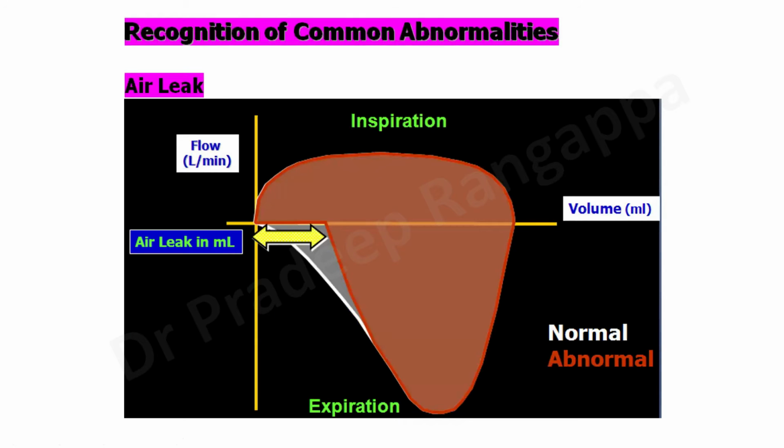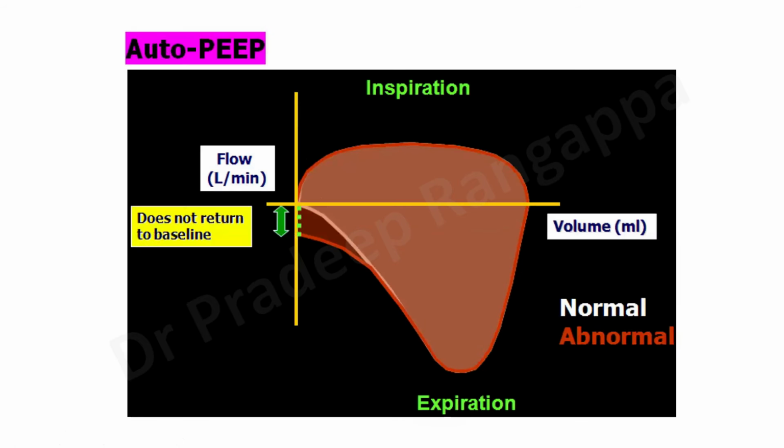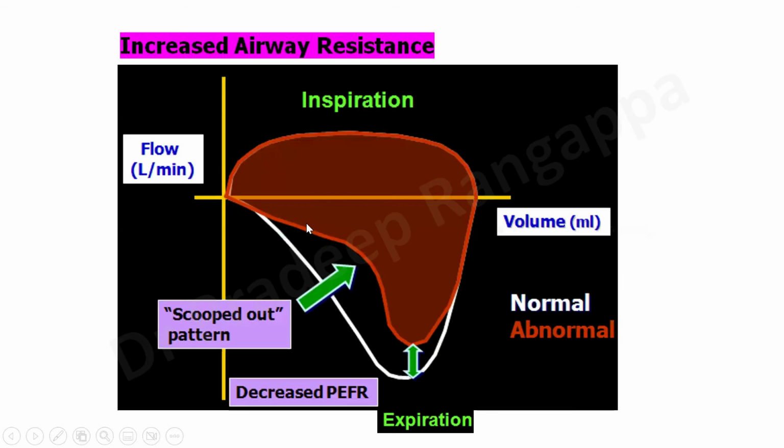So, what are the abnormalities that we can see? If your expiratory limb is touching the baseline preemptively, it suggests there is an air leak. So this is an important pathology that you can recognize in the flow volume loop. And auto PEEP also can be determined by the flow volume loop because it does not return to the baseline. As you see, this expiratory limb has to return to the baseline. So it is not returning to the baseline, which indicates there is an auto PEEP that is prevailing.